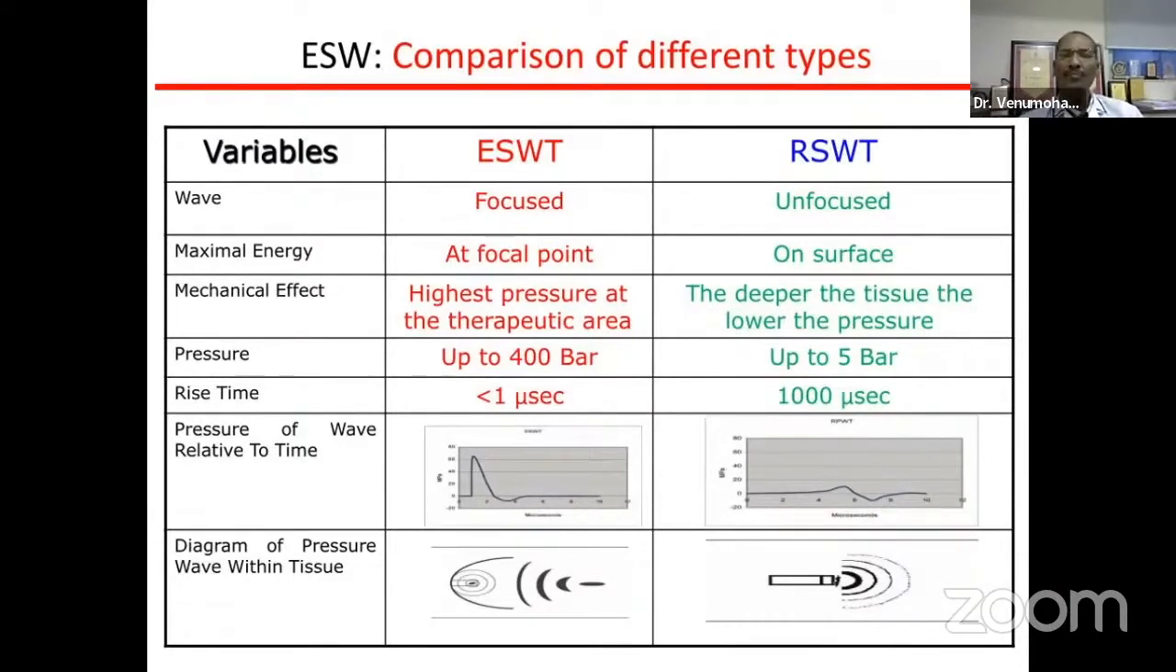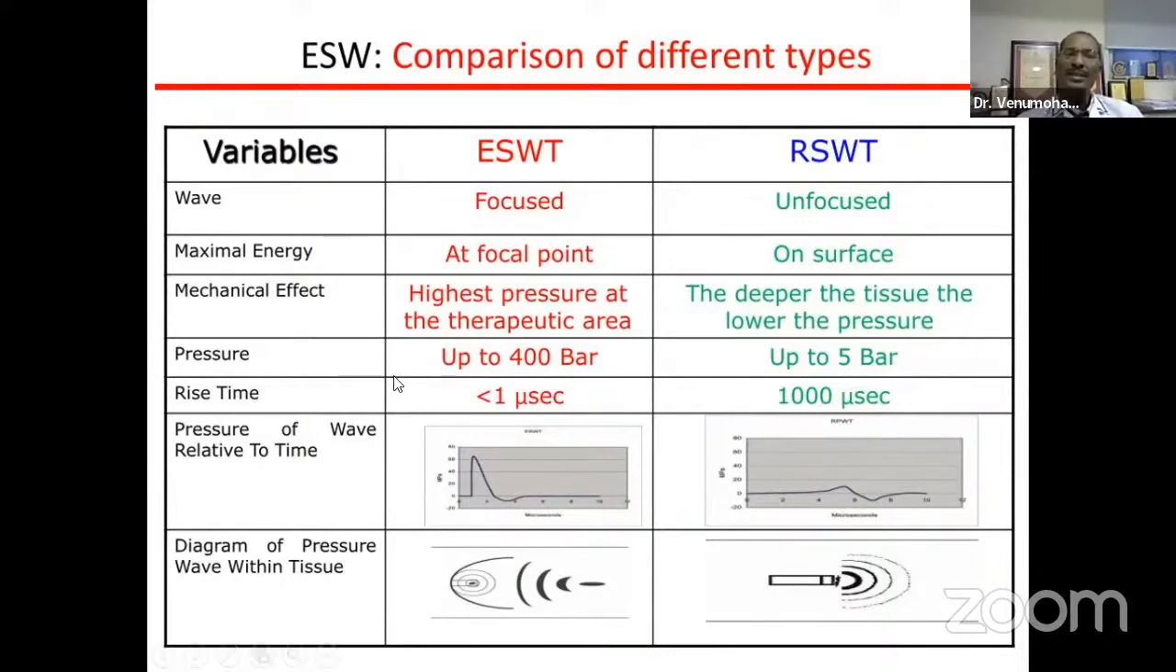Very similarly, in radial shock wave therapy, we have radial shock waves where they actually disperse. And if you see the mechanical effect, the highest pressure is at the target area, at the focused area. Whereas in radial shock wave, the deeper they travel, the lower the pressure will be. That means the pressure is highest at the surface, and as it goes deeper, its pressure decreases exponentially.